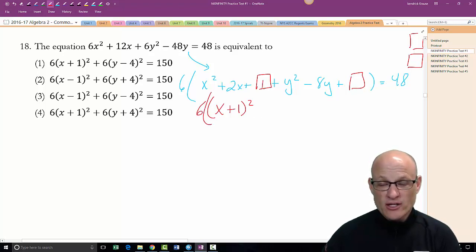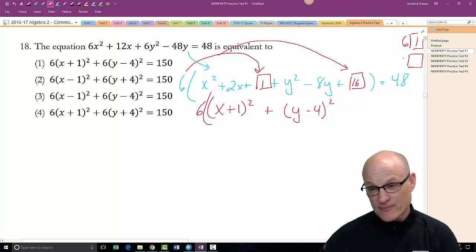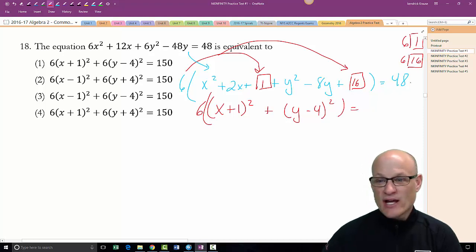So a 1 goes here. Now, normally you would put a 1 here, but that 1 is actually multiplied by that 6. So really I got to put a 6 over there. And that's kind of the tricky part. Plus, this is y minus 4 squared. So normally I'd put a 16 here, but that 16 is multiplied by that 6. So I got to do 6 times 16 equals, now 6 times 16, what is that? 96.